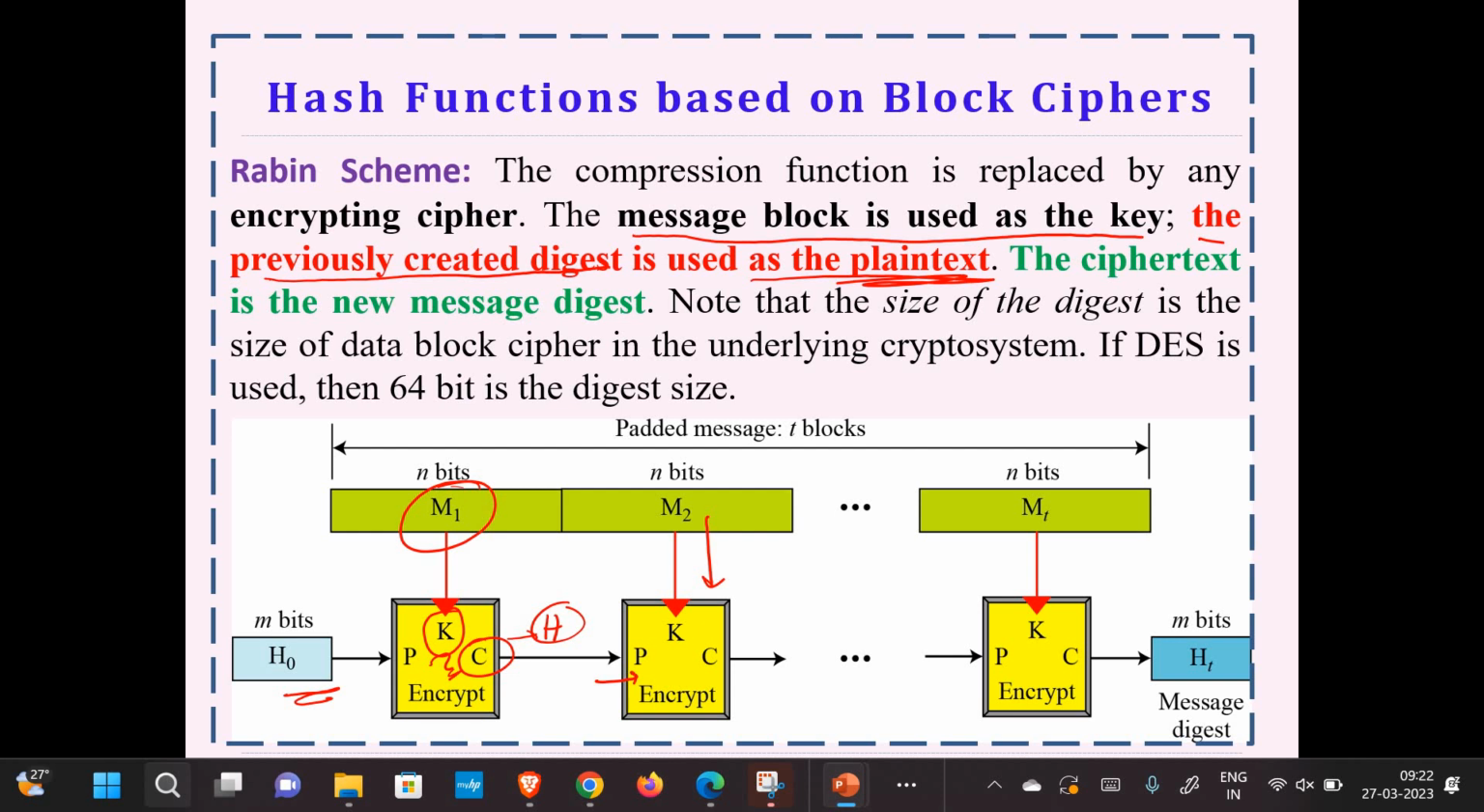But as you can observe, this is not secure enough. It is a very generic, easy way of doing it. And you can see that the size of the digest is the size of the data block. So if you are using DES, the 64-bit digest size is all you get. But it was observed that after a certain period, the 64-bit digest can be very easily deciphered, and we can find that the collision resistance is very poor in this particular hash function.